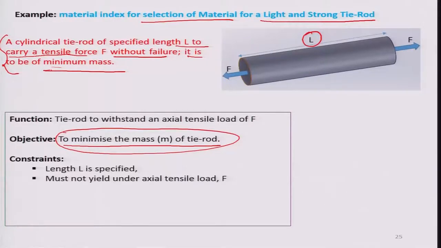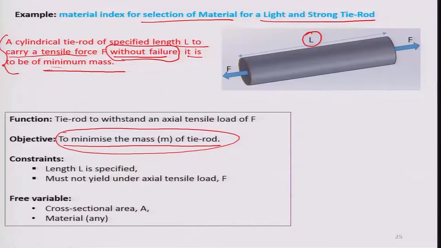Fourth one is constraint. Constraint, L is specified, means the length of the tie rod is fixed. You can't change the length of your tie rod. Then, second, it must not yield under axial tensile load F. It means you will have to design the tie rod such that it can carry a load and sustain its shape and size, so that failure will not occur. That is the constraint.